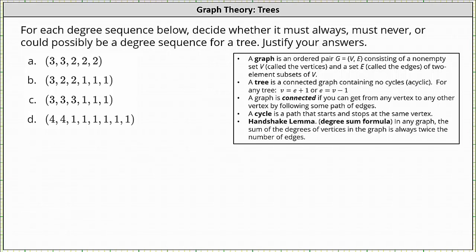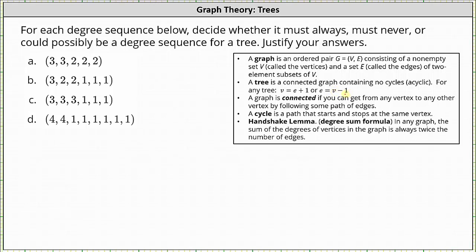For each degree sequence below, decide whether it must always, must never, or could possibly be a degree sequence for a tree. Justify your answers. A tree is a connected graph containing no cycles. For any tree, the number of edges E is equal to the number of vertices V minus 1.